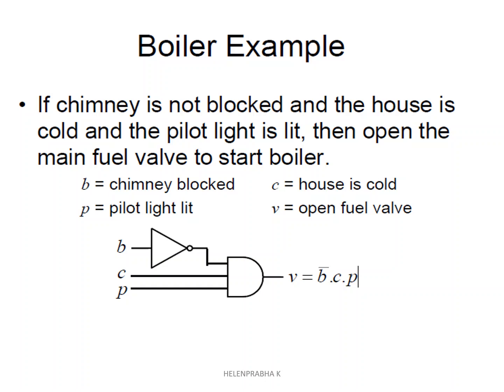We can draw the expression in the form of a logic diagram. Chimney is blocked, it means NOT, so we are using the NOT inverter. Then B bar, C and P, so we can use the AND gate. So it is a simple example.